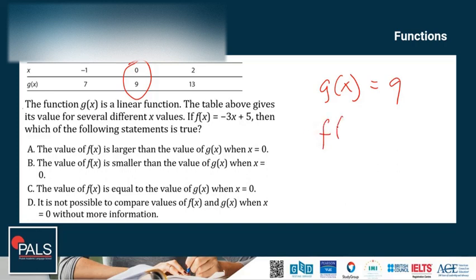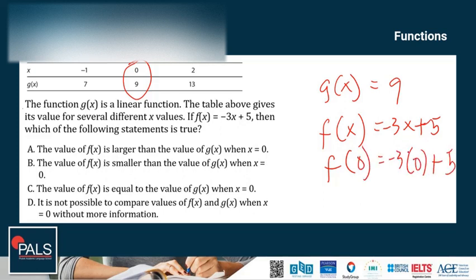For f of x, to find the value of the function when x is 0, we need to plug in 0 as an input. So f of 0 is equal to minus 3 times 0 plus 5. So f of 0 is equal to 5. Now we have the value of the function when x is equal to 0, so we can compare them.